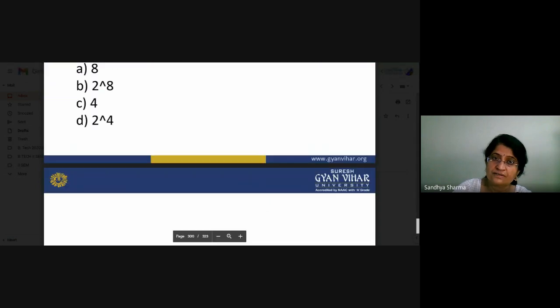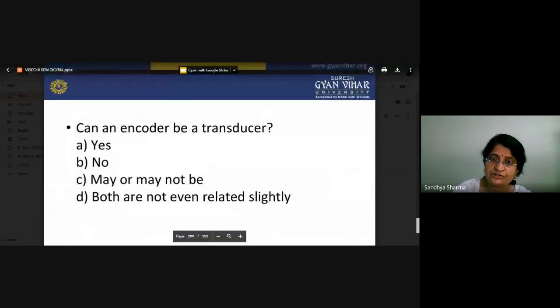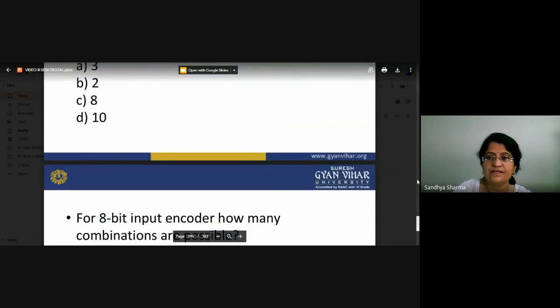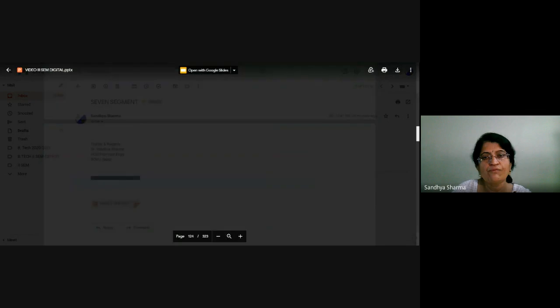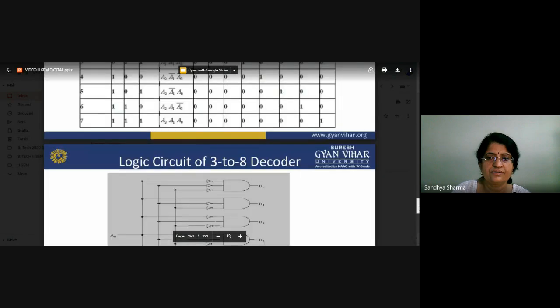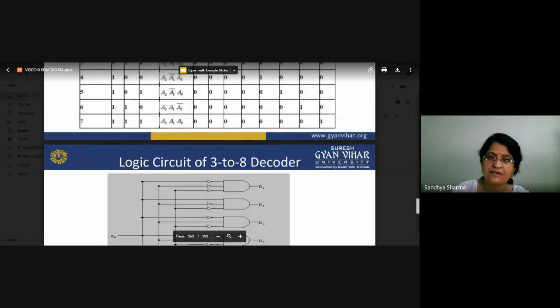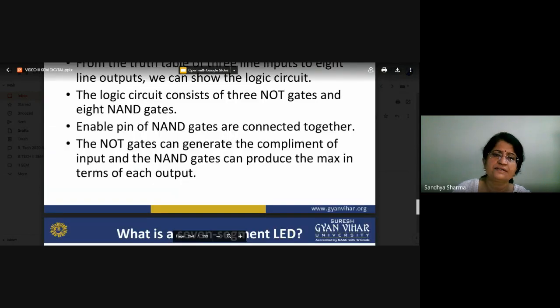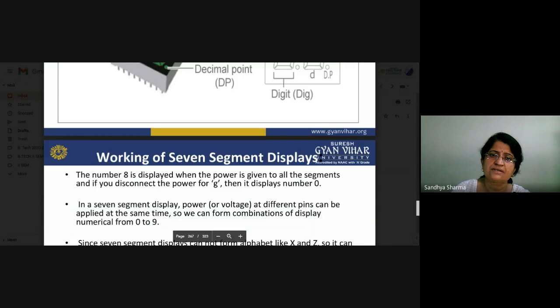So these are our objective questions. Here we will again explain how we can design the particular seven segment mode. We'll see it a little bit here. How can we design A, B, C, D? That is the basic, a simple encoder decoder, and there are advantages and disadvantages in seven segment display devices.